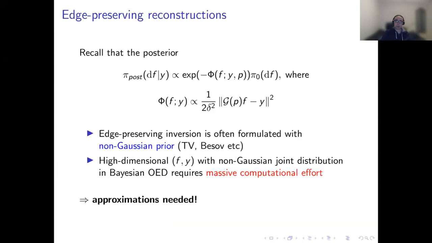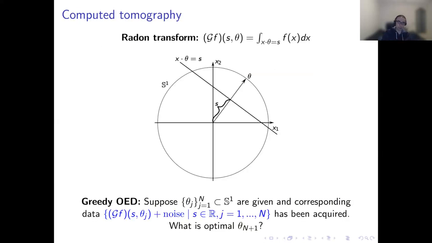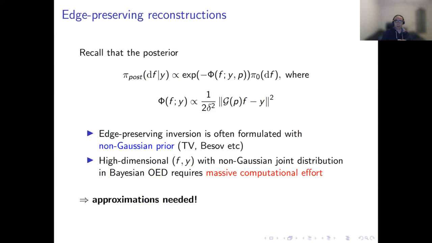But what we are interested in is edge preserving reconstructions and designs that try to recover the edges well. So in the following, I will assume that I have a narrow sensor that I use to measure, and I can move the sensor, so I can manipulate the distance from the origin and the angle. I will try to use a non-Gaussian prior. In Bayesian inversion, to obtain reconstructions that have sharp edges, you usually turn to total variation or similar penalties and postulate prior distributions that try to emulate their behavior.